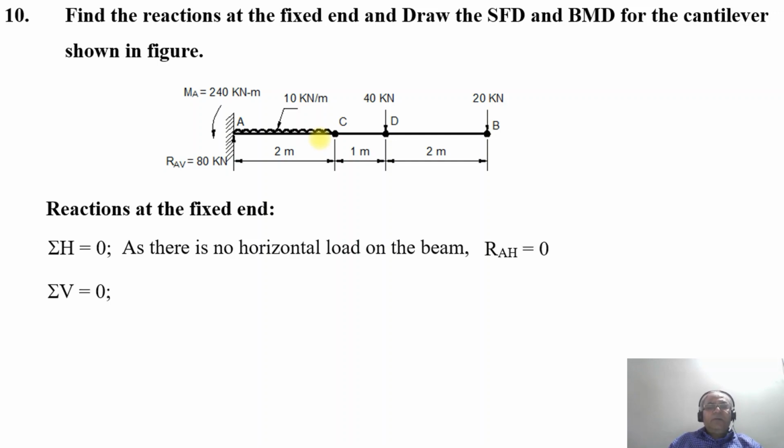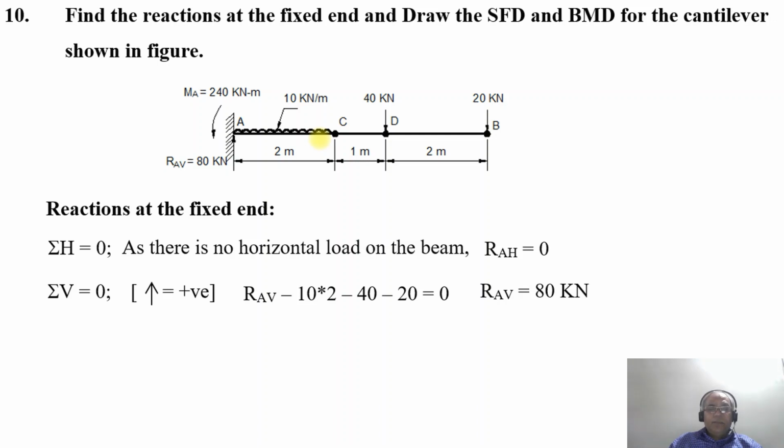Now we take sigma V equal to 0. The load acting upwards is positive, that is the sign convention. RAV minus 10 into 2 minus 40 minus 20, that is the vertical load acting on the beam. 10 into 2 is because it is a UDL, 10 kilonewton per meter, so for 2 meters it will be 20. Then minus 40 kilonewton at the point D, and minus 20 at the point B. Summing up all these, you get the value of RAV equals 80 kilonewton.